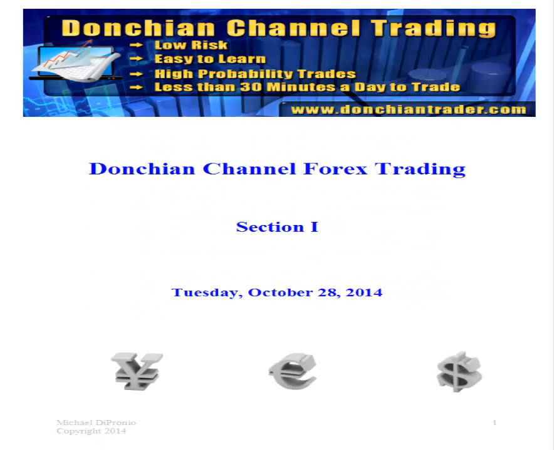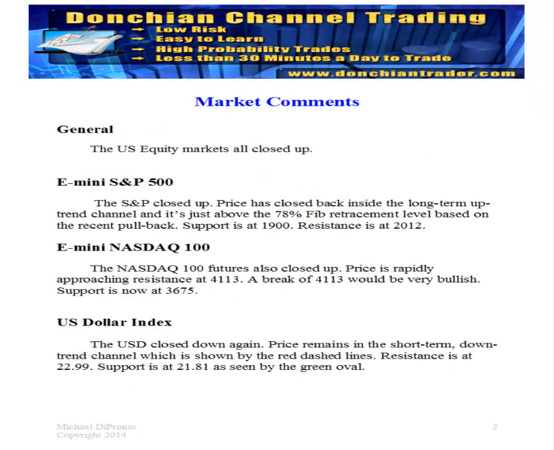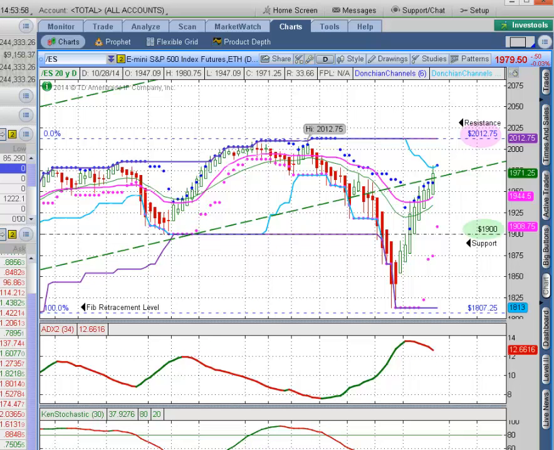Today is Tuesday, October 28th, 2014. It's now 2:51 p.m. Pacific Standard Time. The U.S. equity markets all closed up. The S&P closed up. Price has closed back inside the long-term uptrend channel. And this is the 78% fib retracement level as well.